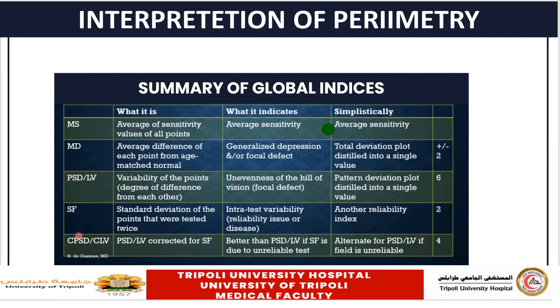And the short-term fluctuation is the intertest variability. Within 2, it is regarded as normal, and beyond 2, it indicates unreliability of the test. And the corrected pattern standard deviation, and the corrected loss variance in the Octopus, is also a representation of the focal defect, and it has a value from 0 to 4, and beyond 4 is regarded as abnormal.